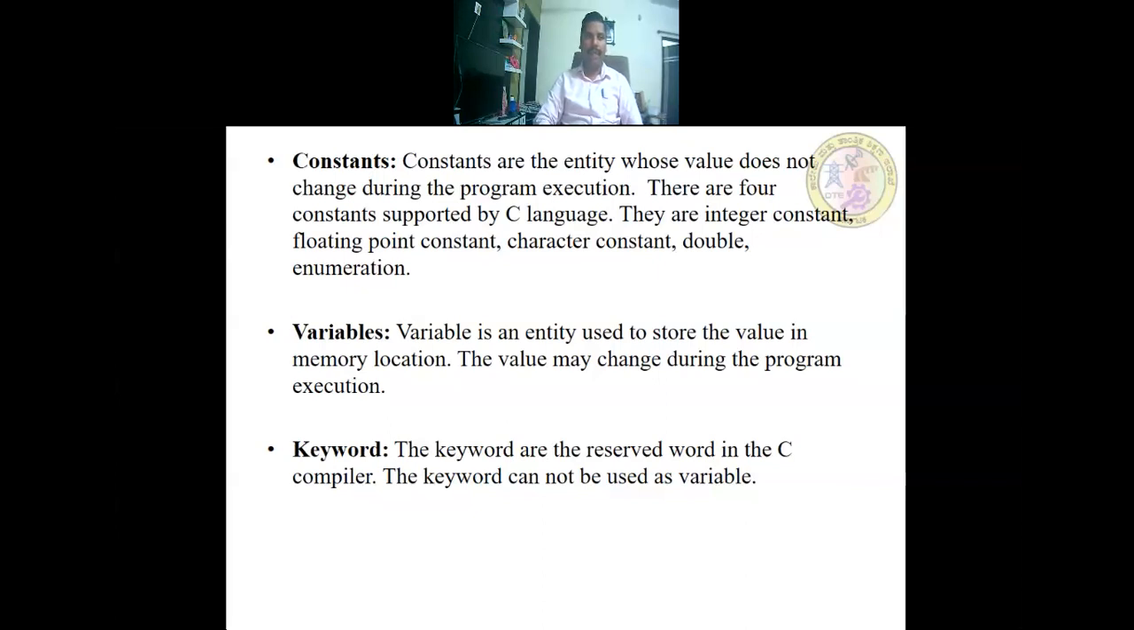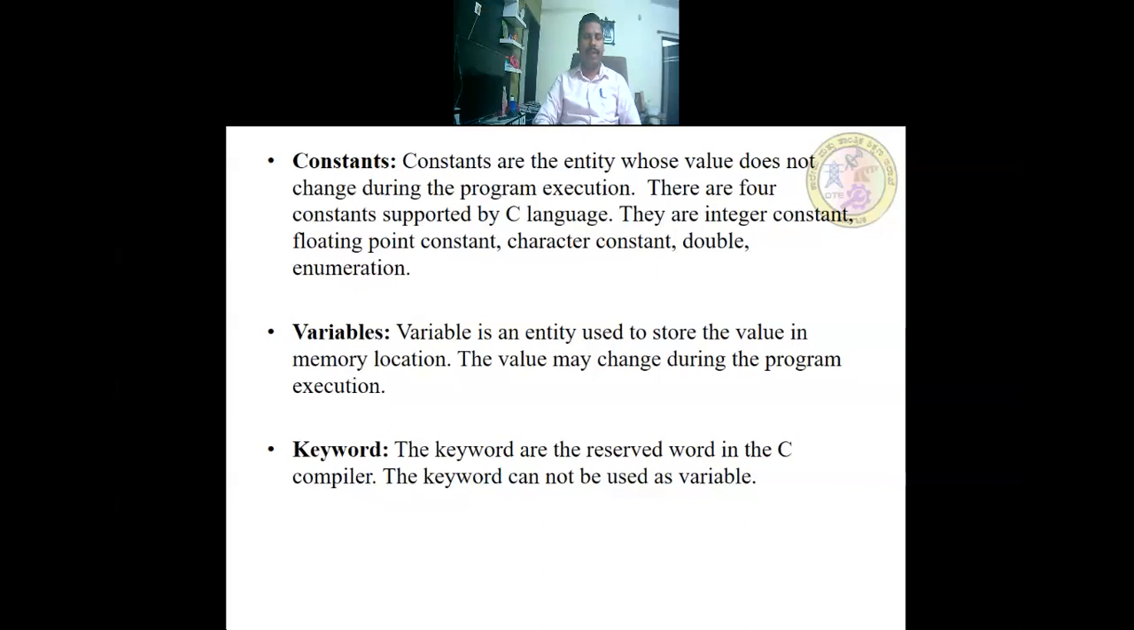A variable is an entity used to store a value in memory locations. The value may change during the program execution. Keywords are the reserved words in a C compiler. The keywords cannot be used as variables.